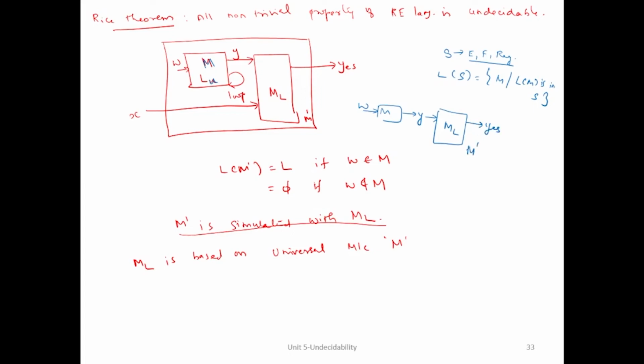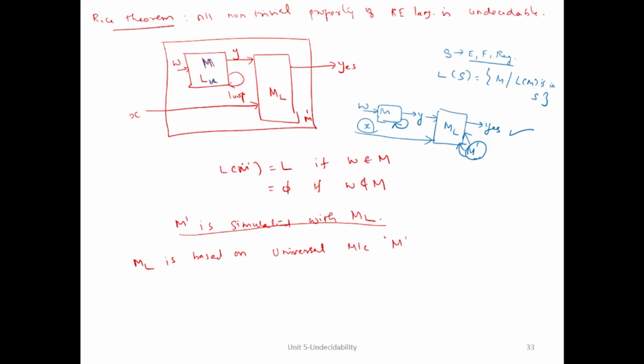If M accepts W, ML will also accept W. Then M dash is a simulation of ML, so there is no problem for acceptance. If W is not accepted by M, then it will go to a looping state. At that situation, the output of M dash will surely depend upon ML. So we should give another input X to ML. Depending upon that X value, the ML answer will be available, and depending upon that ML answer, the M dash output will vary. So this is the situation.